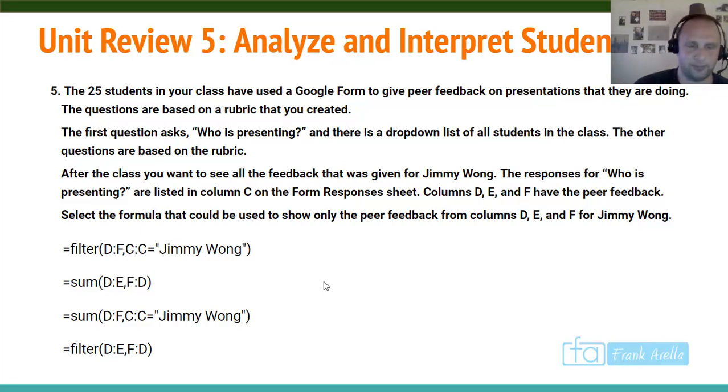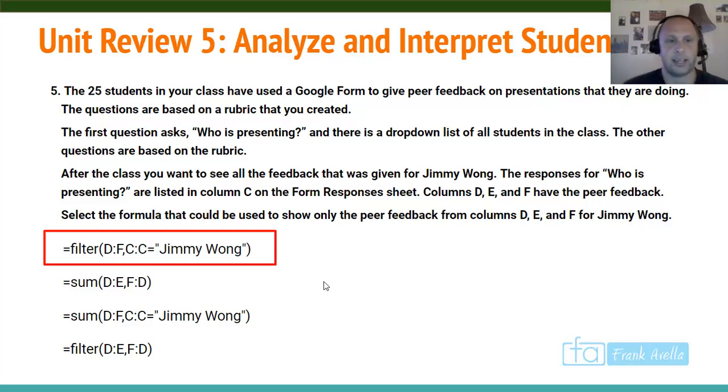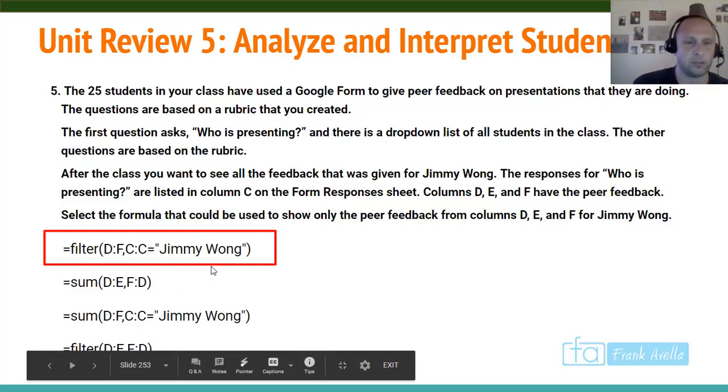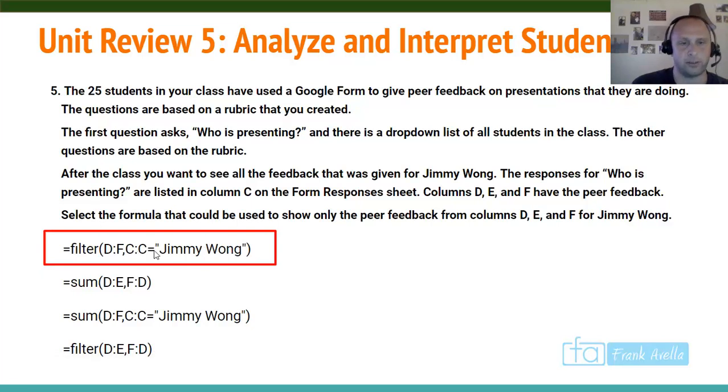I'll give you a second to think this one out. You're going to filter, and then it's got D, F, the columns, and it filters it out. You're not going to use sum, you're not adding things up, so it's not these two here. Then you want to be specific to Jimmy Wong, so you're going to go with this one here. It's hard to explain without showing the cells and everything.